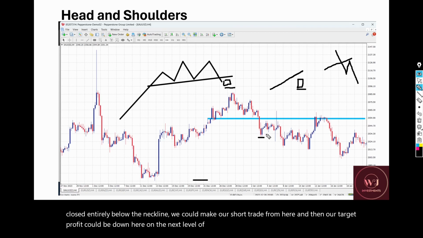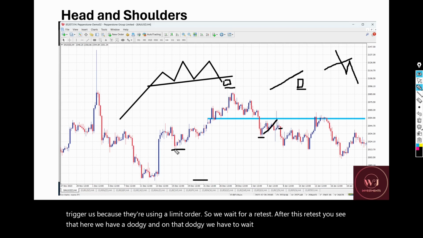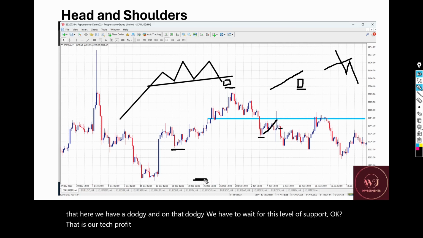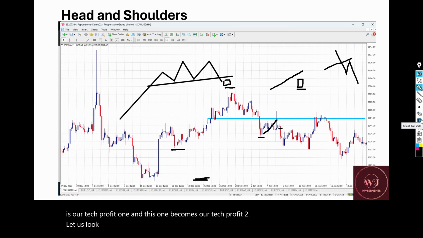But you can see that the trade did not trigger us because we're using a limit order. So we wait for a retest. After this retest, you see that here we have a doji. And on that doji, we have to wait for this level of support. Okay, that is our take profit 1, and this one becomes our take profit 2. Let us look at the next chart and we see.